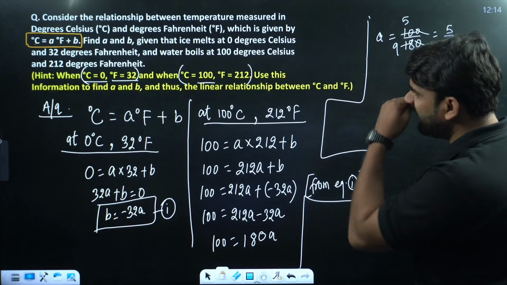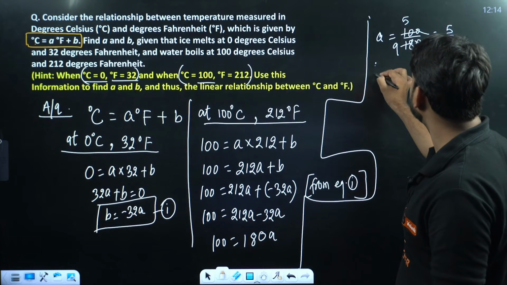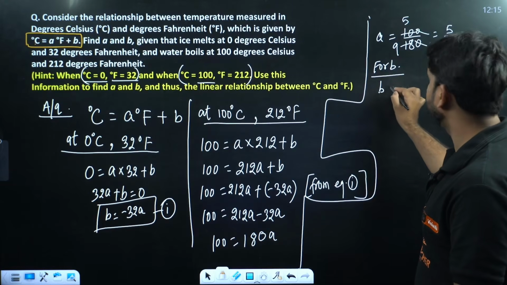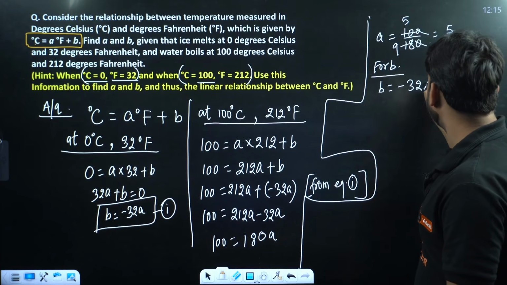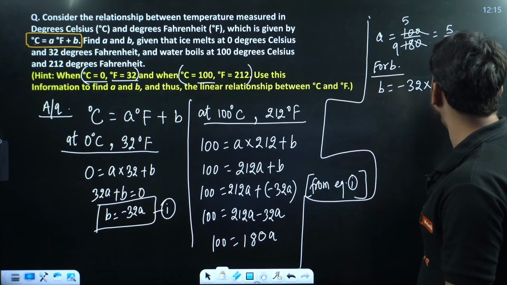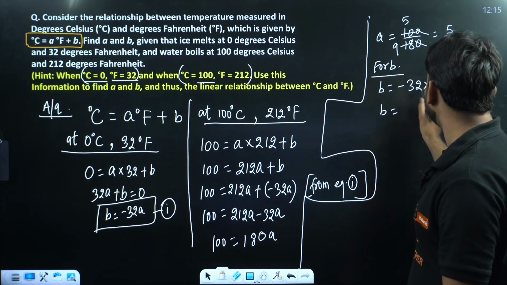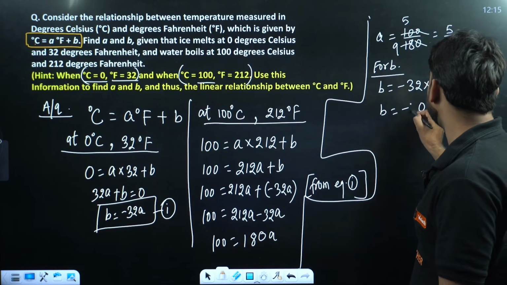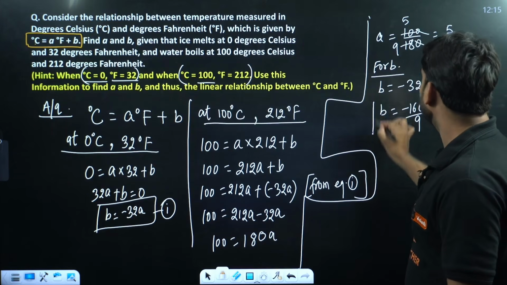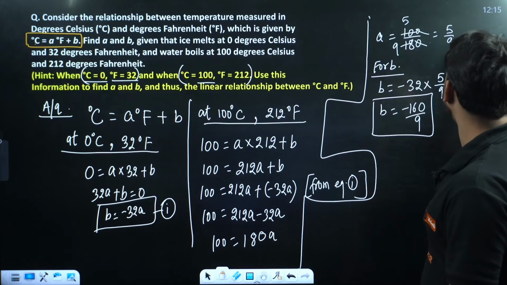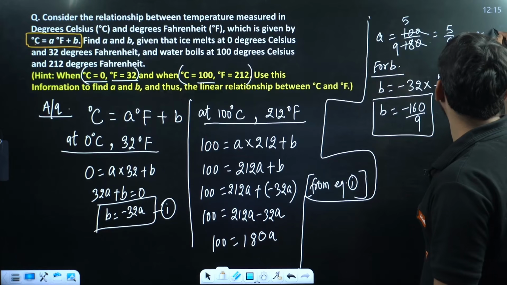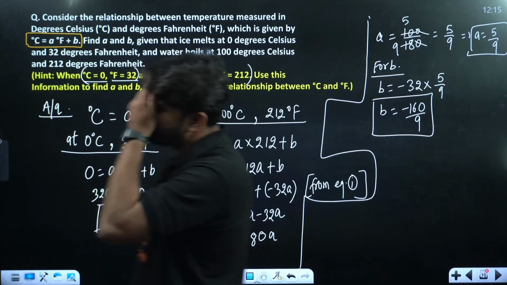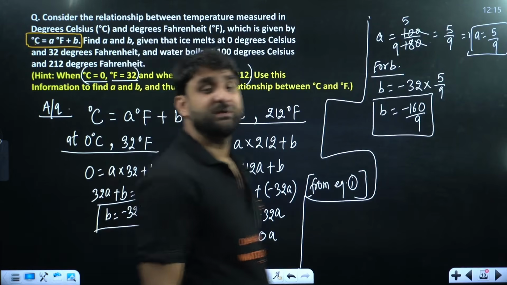Now you can find it in decimal also. So now for B, you can use this equation. So B is equal to minus 32 into A. A will be equal to 5 by 9. So B is equal to minus 32 into 5, 5 twos are 10, 0 carry 1, 5 threes are 15, 160. So 160 divided by 9. So A is equal to 5 by 9, right? And B is equal to minus 160 by 9. This is the answer.